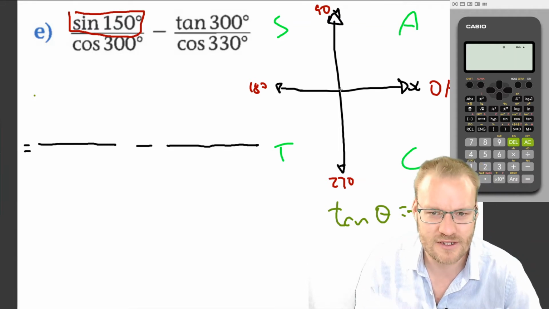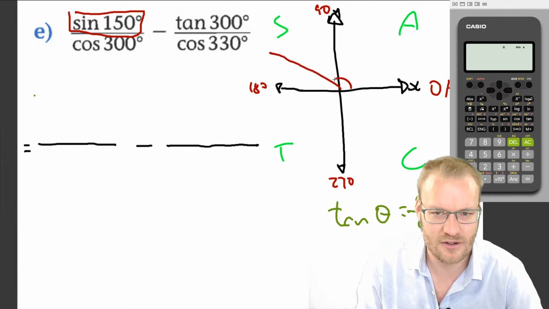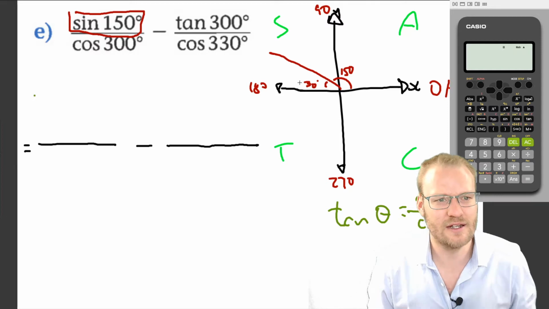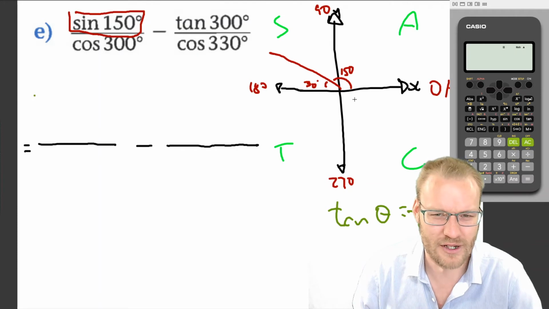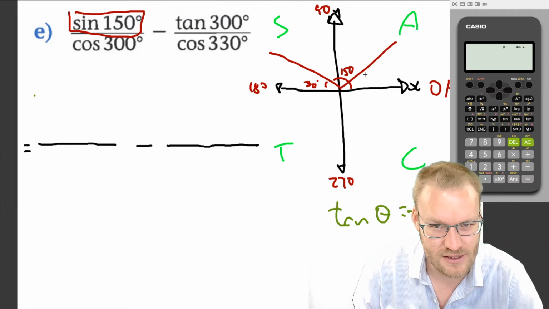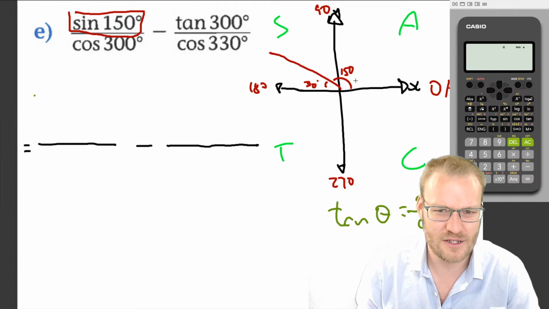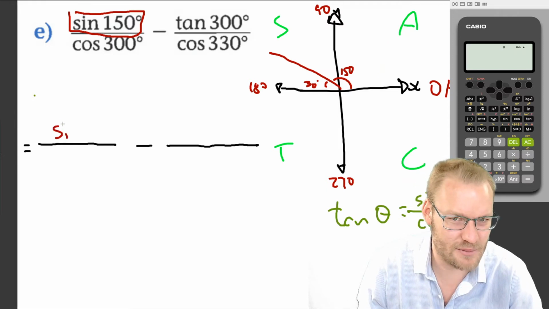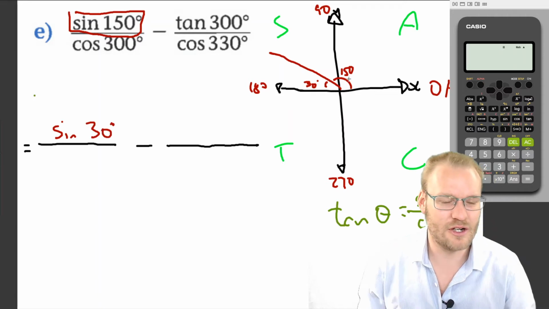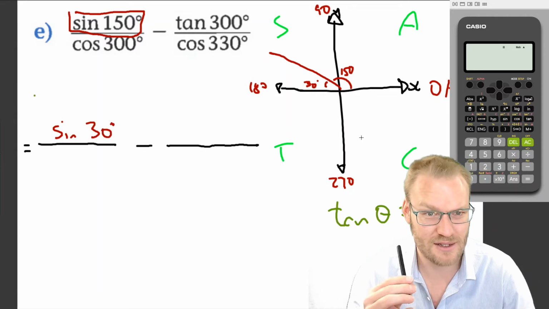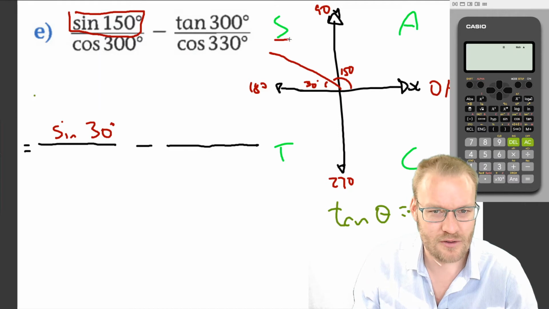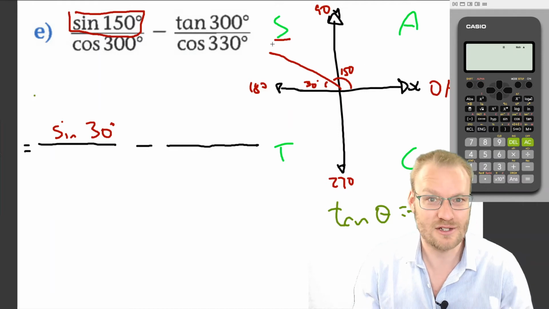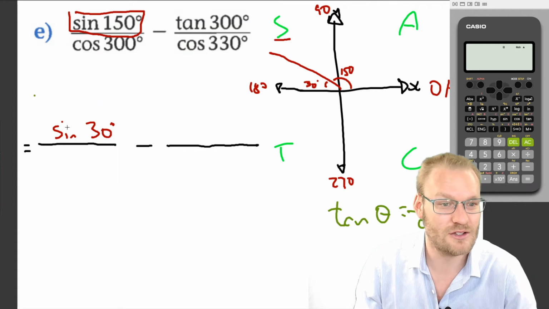Sine 150, 150 sits over here. So if that outside angle is 150, then this little angle must be 30. Now what we've been saying up to now is that we want to get our angle to the x-axis, as our informal way of putting it, because then we would reflect it and that would also be 30. But the point is that it's 30, so this is going to be the same as sine 30. Then we look at whether it's positive or negative. Well, we're in the second quadrant, the S sine quadrant informally, so it's positive.